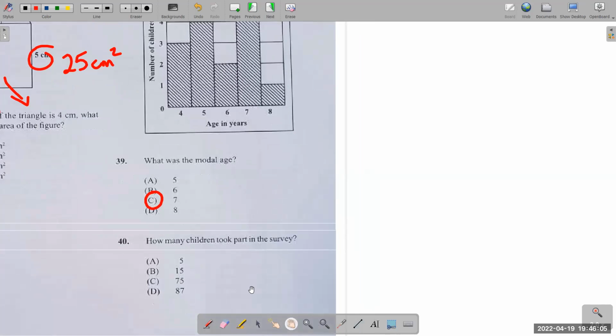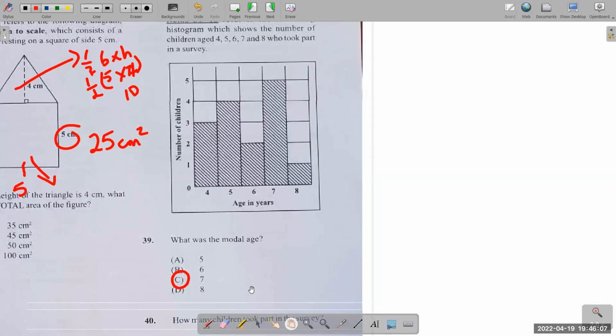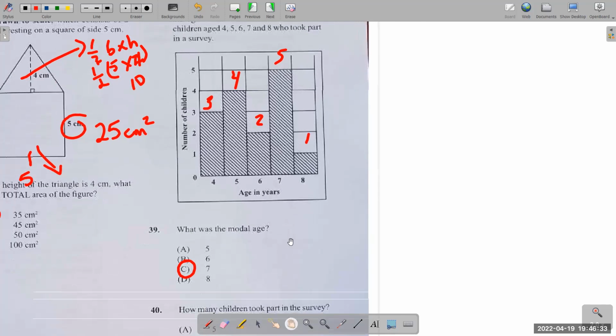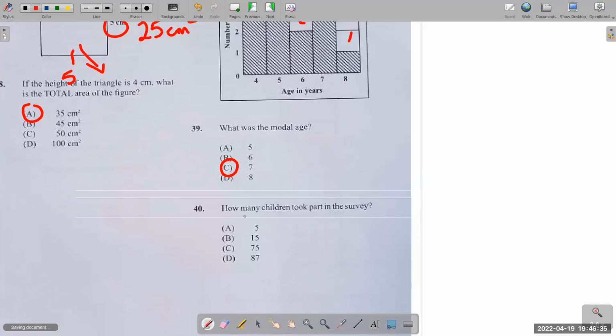How many students took part in the survey? Let me see if we could do some quick maths. Let's go. On your paper, this is what I expect to see if I was marking your paper. 3 persons are 4, 4 persons are 5, 2, 5, 1. So it's going to be 3 times 3 plus 4 is 7, 9, 14, 15. Y'all got 15. Very good. So the answer is B.